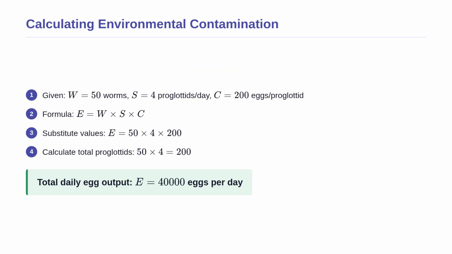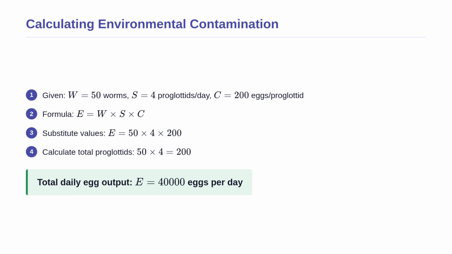Now that we have our formula, let us apply it to a practical scenario involving a heavily infected patient. Suppose a child is infected with 50 adult worms. Each worm sheds 4 segments per day, and each segment contains an average of 200 eggs. We want to find the total daily egg output.